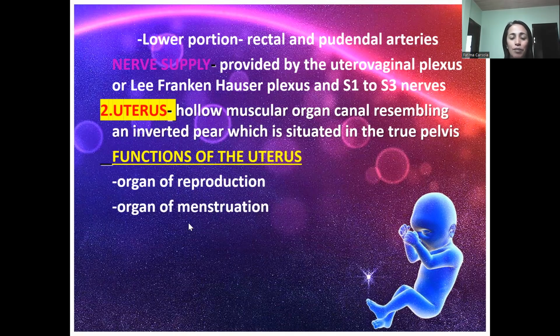Okay? It is an organ for menstruation because we have layers of the uterus. We have your endometrium, your myometrium, and your perimetrium. For the uterus as an organ for menstruation, it is the endometrium that sloughs off during menstruation. It is the endometrium that sloughs off during menstruation, and that is, of course, 2/3 of the endometrium every menstruation.